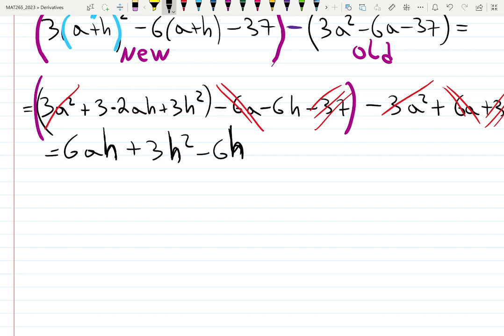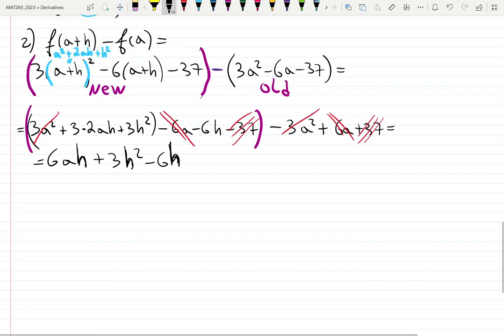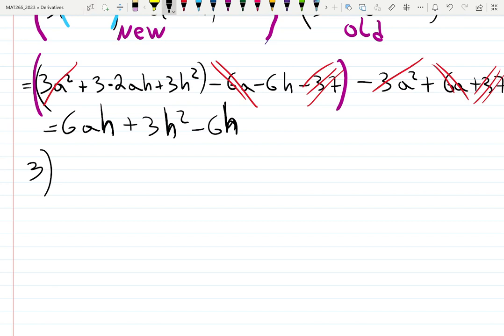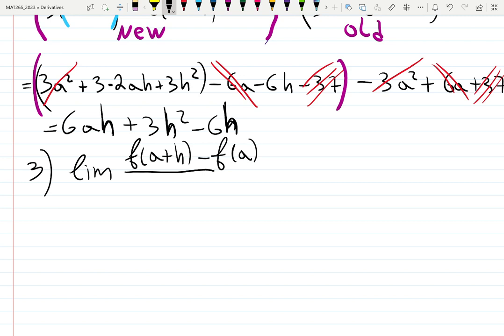Factor the h out, exactly. Why do we want to do that? Because the next step is to divide by h, and we don't like dividing by 0. So finally, you can write down the limit. Let's do this last step. Limit of the row change we just found, the new minus old. That's my row change. But then we're dividing by h, and h goes to 0.